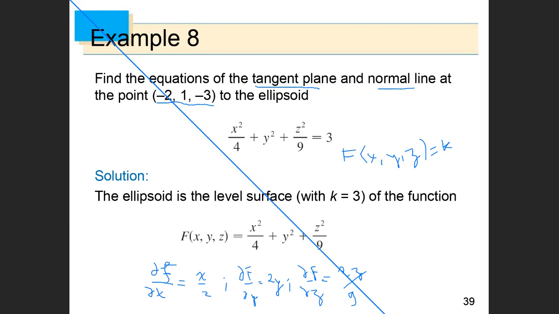At that point, what is the gradient? At (-2, 1, -3), you're going to have -1, then 2y, which is 2, and here we have 2 over 9 times z, so it's -3 times 2 over 9, which is -6 over 9, so it's -2 over 3.